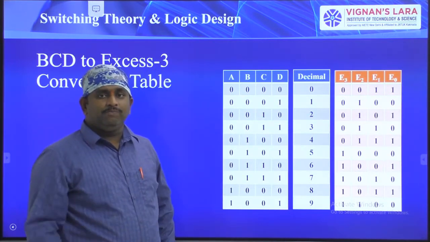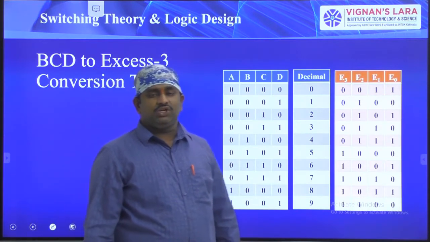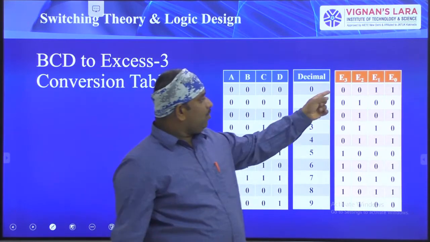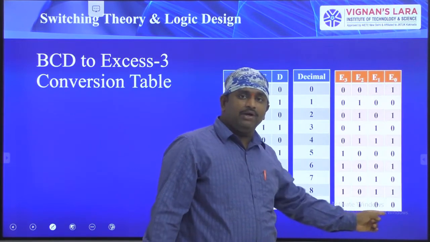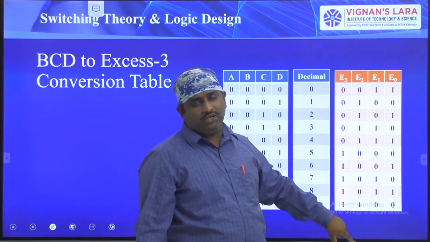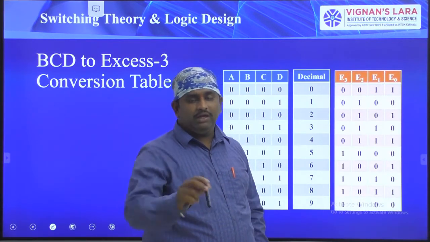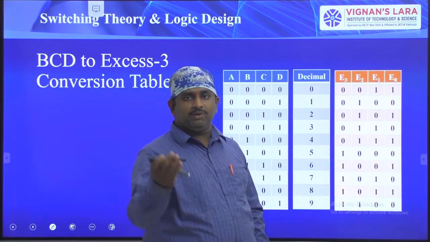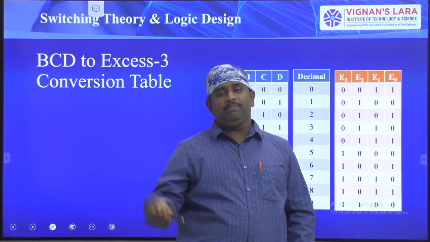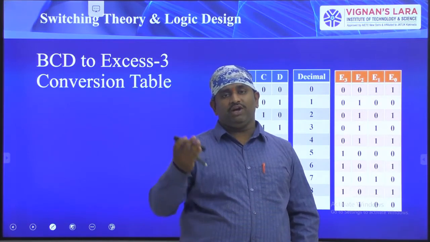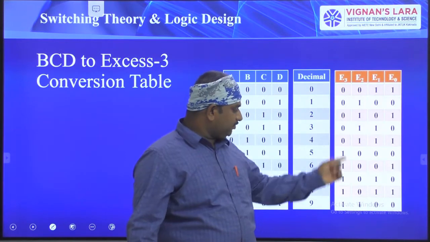Next, this XS3 code we can call a mirror code. Why? What is the first digit? 0011. What is the last digit? 1100. This is exactly the reverse of the first value. The first value and last value are the reverse of each other. It is like when you raise your right hand in the mirror, it shows that you lifted the left hand; it shows the opposite action. So the opposite value is this one.